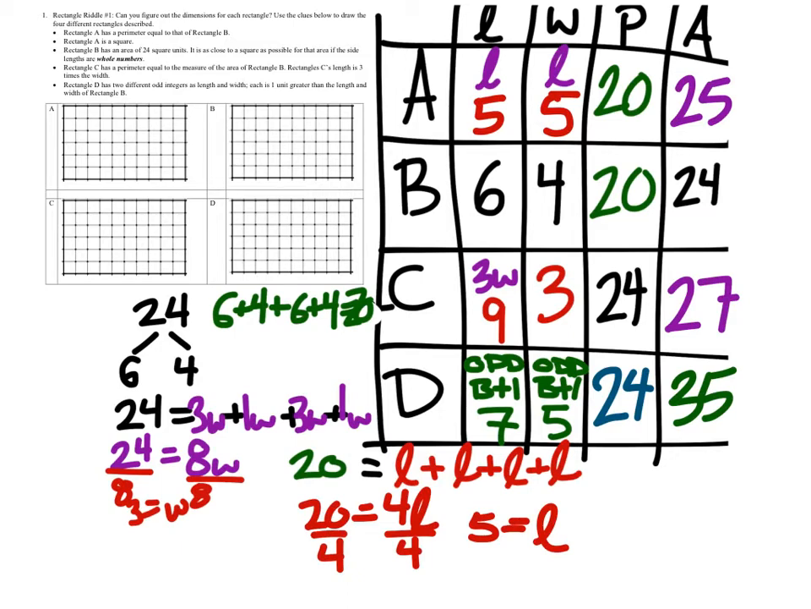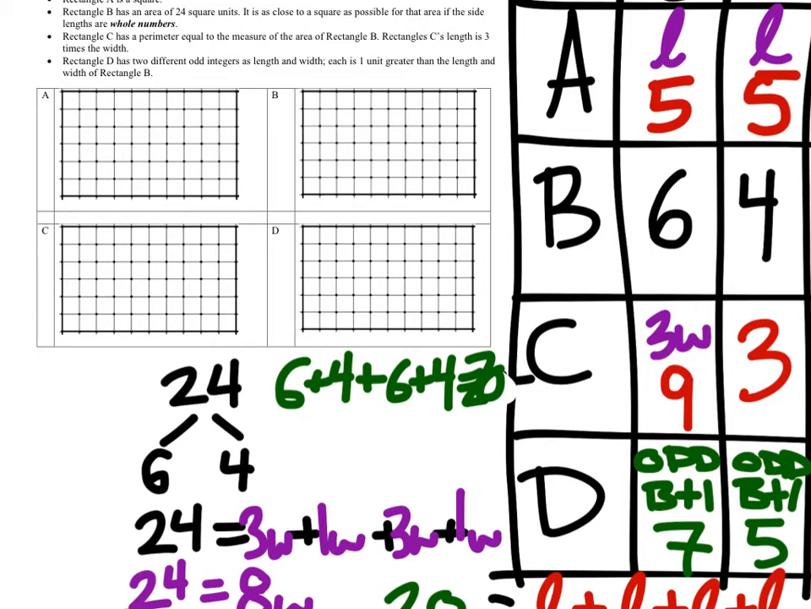All right, now that we have the length and width of all 4 of these, we should be able to go back and draw them. So let's start with A, which is a 5 by 5 square. So I got 1, 2, 3, 4, 5. 1, 2, 3, 4, 5. Bam, there's my square for A.